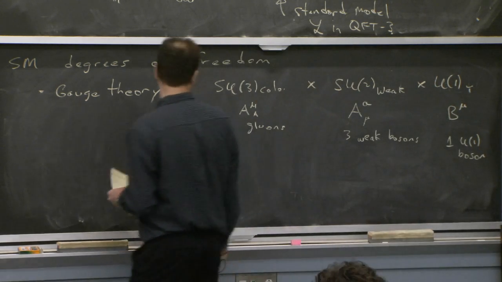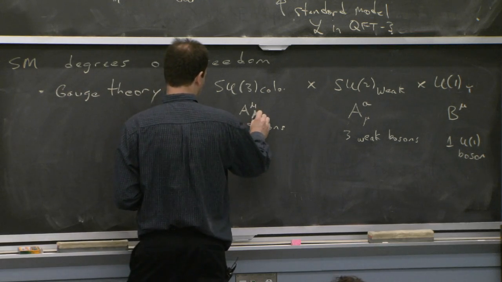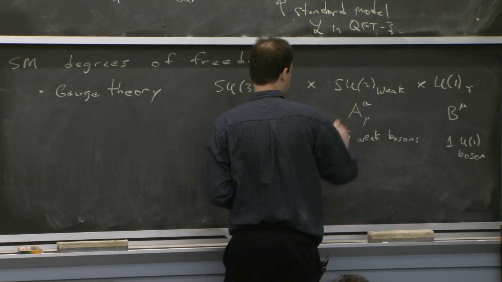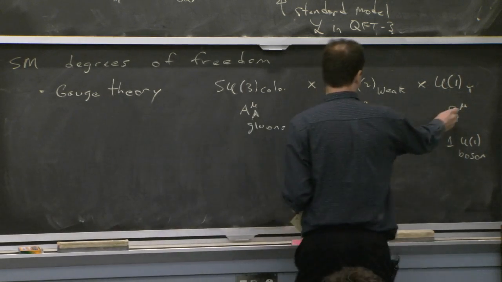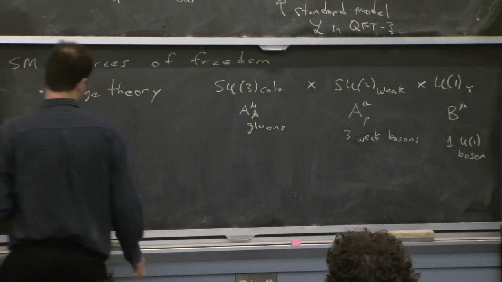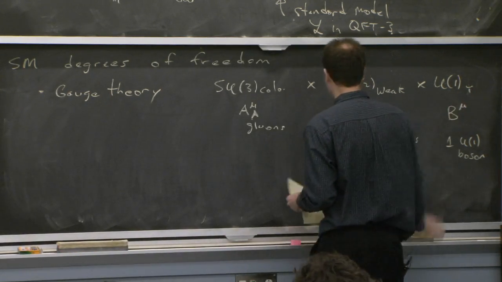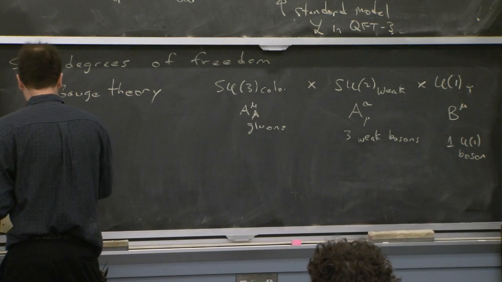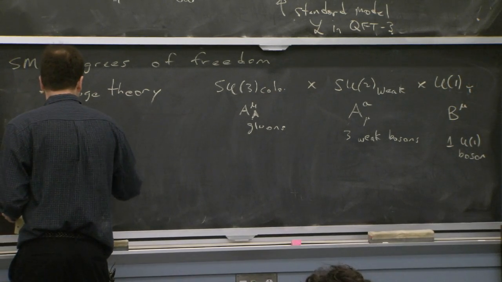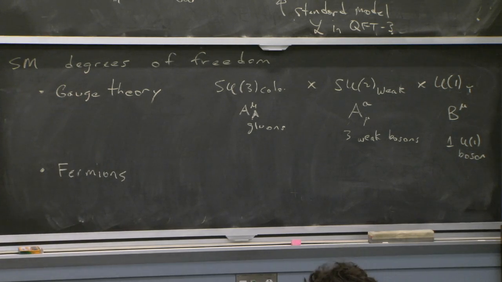So just to introduce some notation for fields, I'll call these guys with an index capital A running from 1 to 8, these guys with an index lower a running from 1 to 3, and B here would be the analog of a photon field for the U(1) of electromagnetism, but this is the U(1) of hypercharge, so it's B mu. So we have gauge bosons. We have fermions. Let me do the fermions over here.